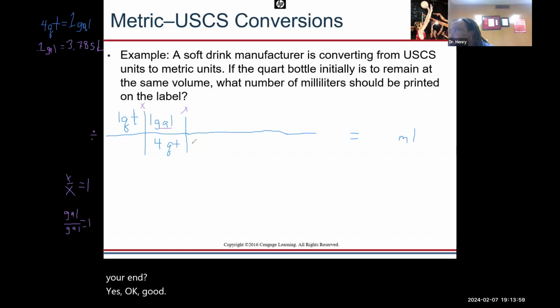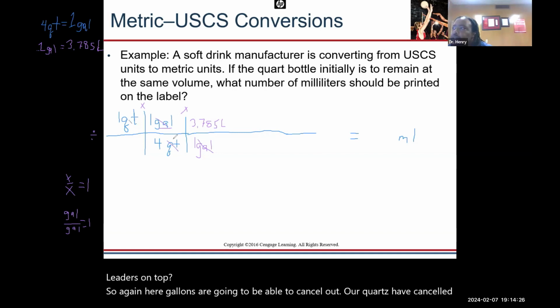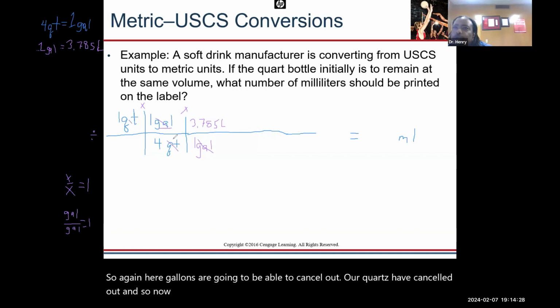So we're going to go ahead and put that 1 gallon, and then the 3.785 liters on top. So again, your gallons are going to be able to cancel out. Our quarts have canceled out. And so now technically, if we do everything, we would be left with just liters.